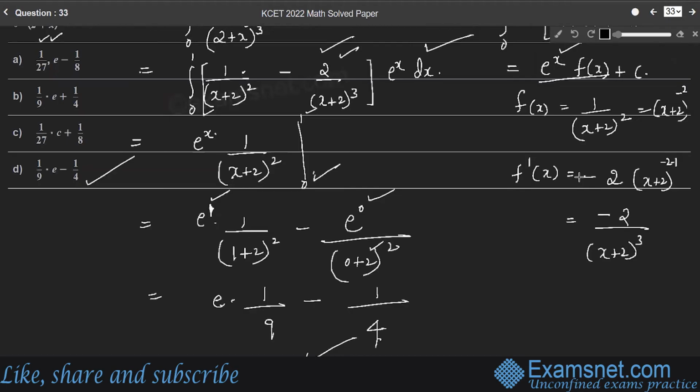So which is option D. So e into 1 by 9 minus 1 by 4. Option D is the right answer.